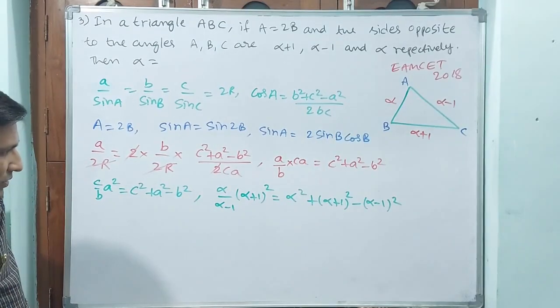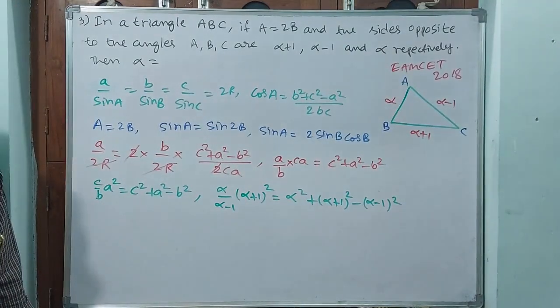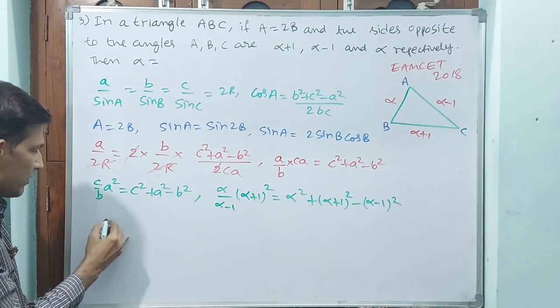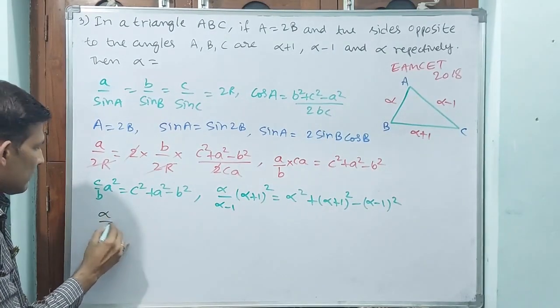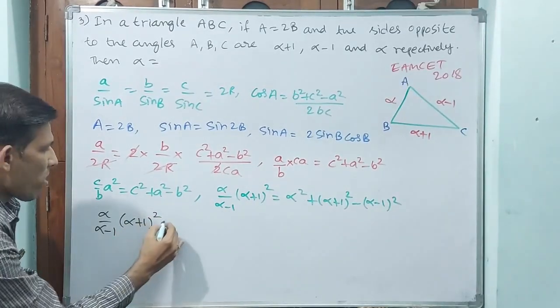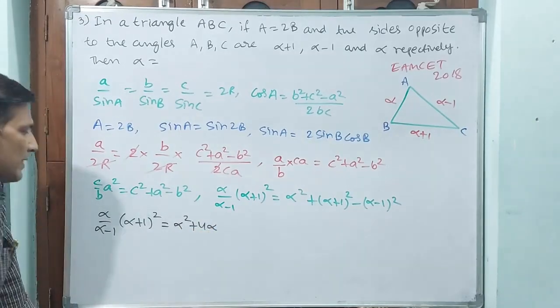Alpha plus 1 square, alpha minus 1 square, a plus b whole square minus a minus b whole square, 4 alpha, 4ab. Okay? Write down. Alpha by alpha minus 1 into alpha plus 1 whole square is equal to alpha square plus 4 alpha.